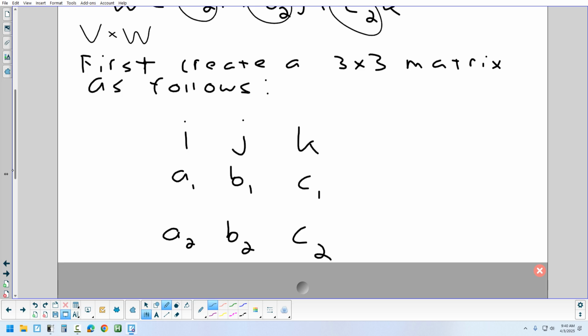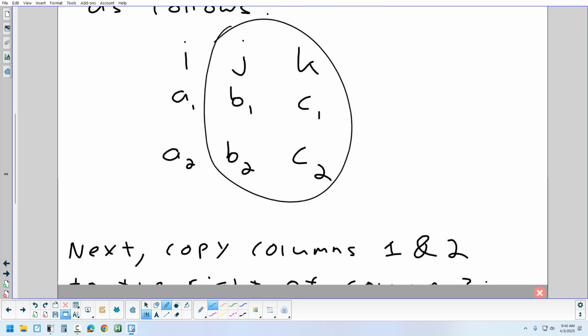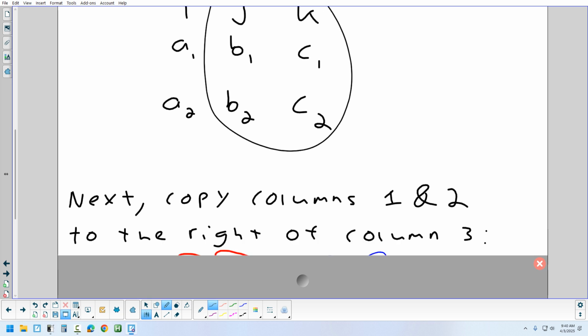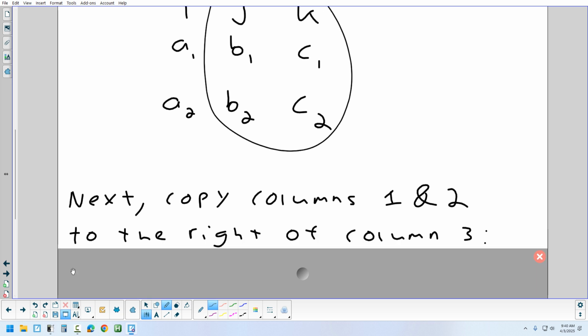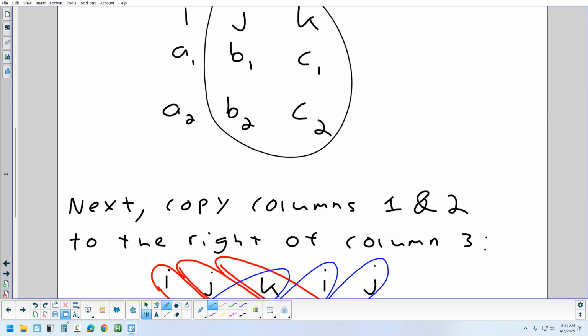Okay. So the last thing we need to do to be able to do Sarrus's rule is take these two columns, make a copy of them, and put them right over on the right-hand side. So we're going to copy columns 1 and 2 to the right of the third column. So what's that going to give us?